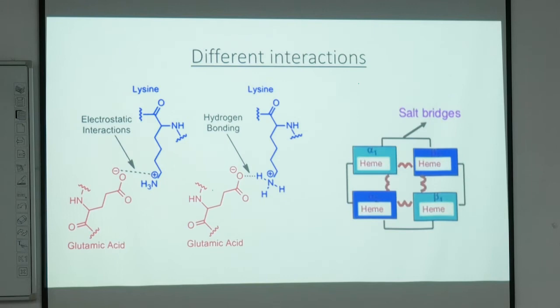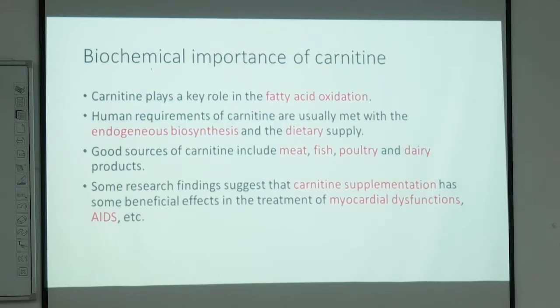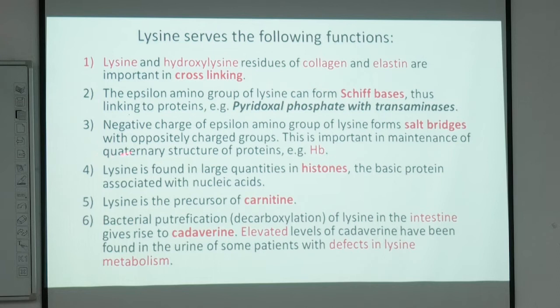Lysine is involved in electrostatic interactions, hydrogen bonding, and salt bridge formation. So this is the structure of hemoglobin. These are some of the important functions of lysine. It is helping in cross-linking in collagen and elastin. It helps in the formation of Schiff base, and in the formation of salt bridges in hemoglobin.